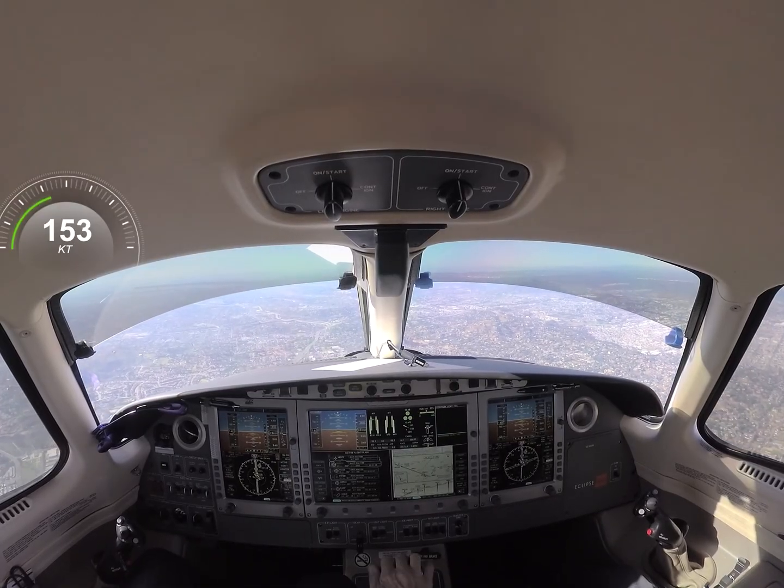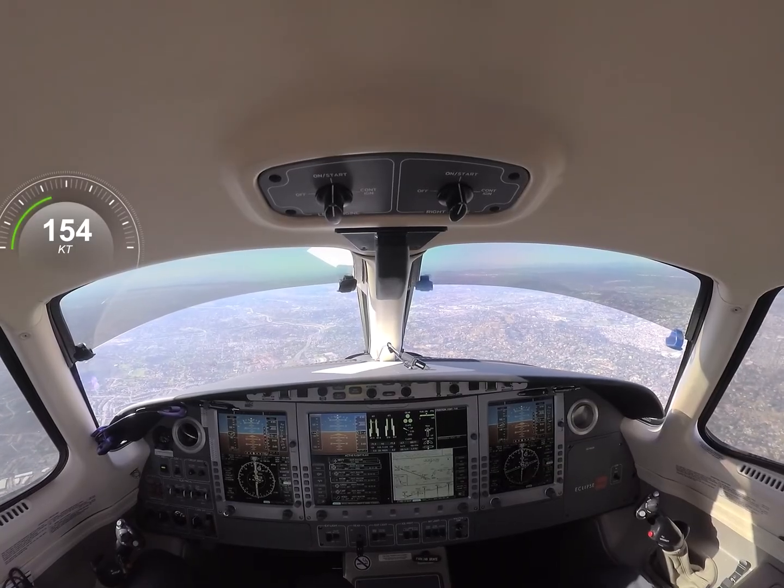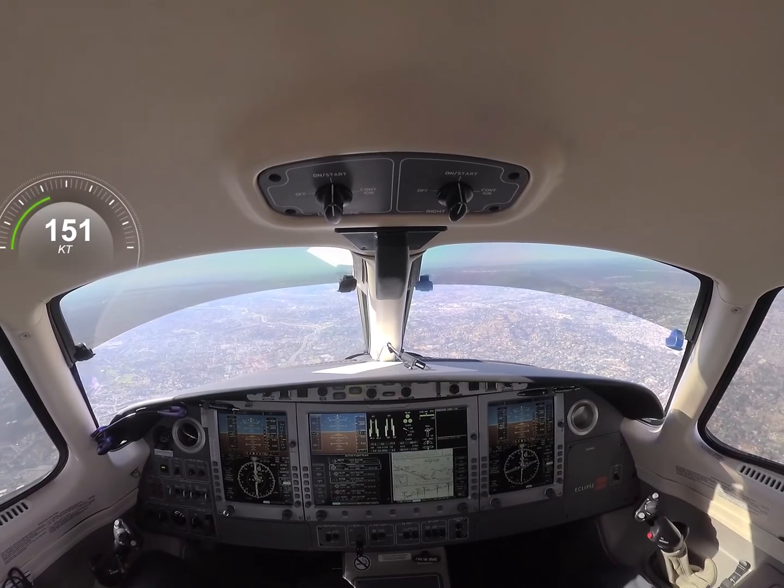Flashing means it's capturing. Flight path capturing. Got it. Bed up to because there was a Falcon behind us.